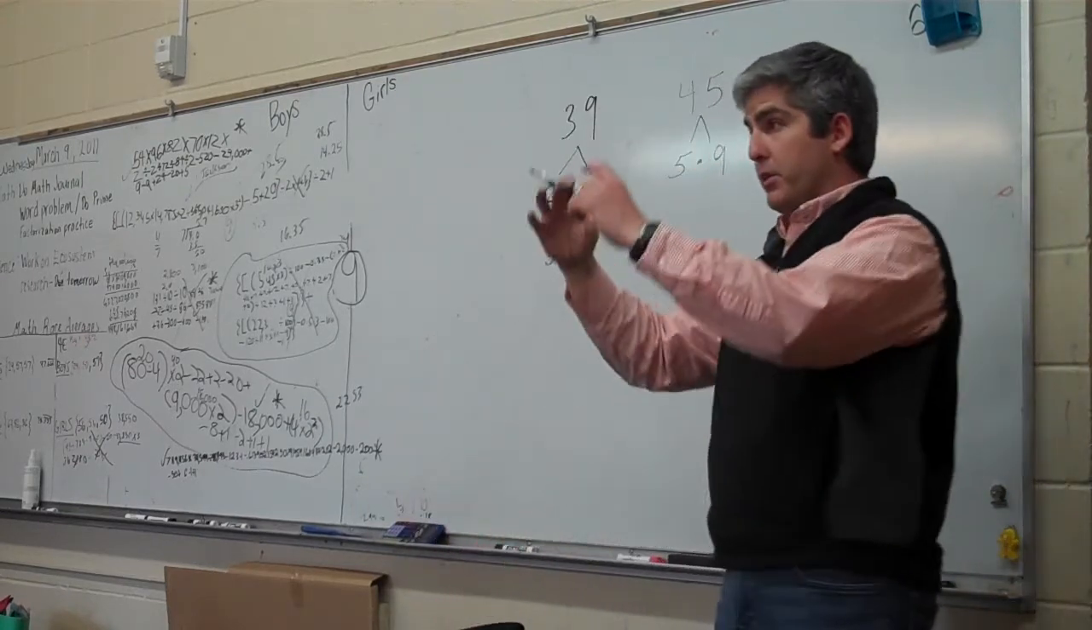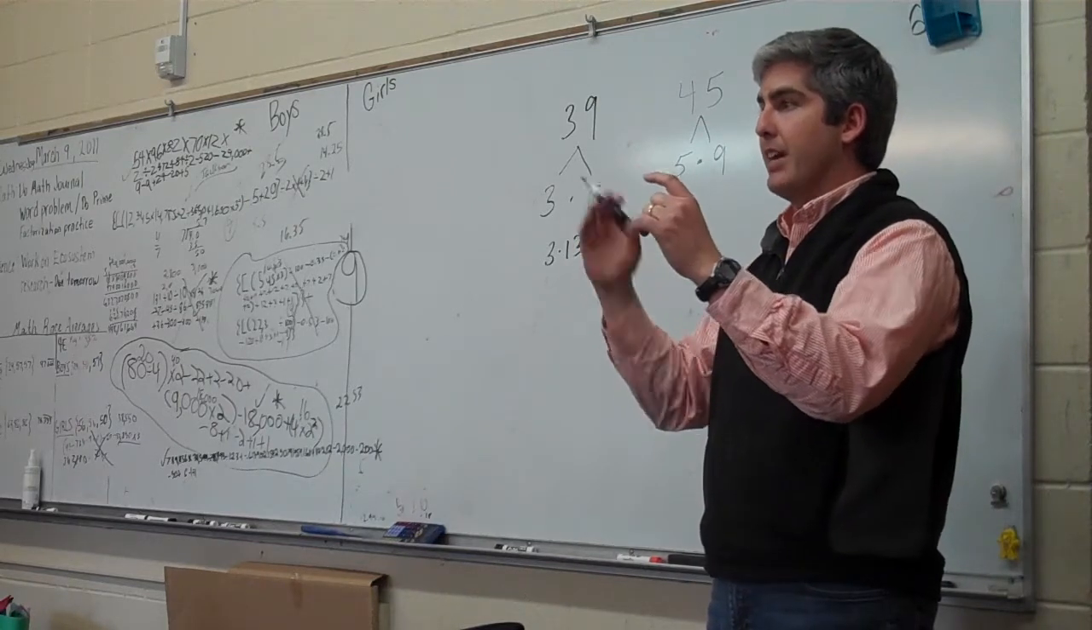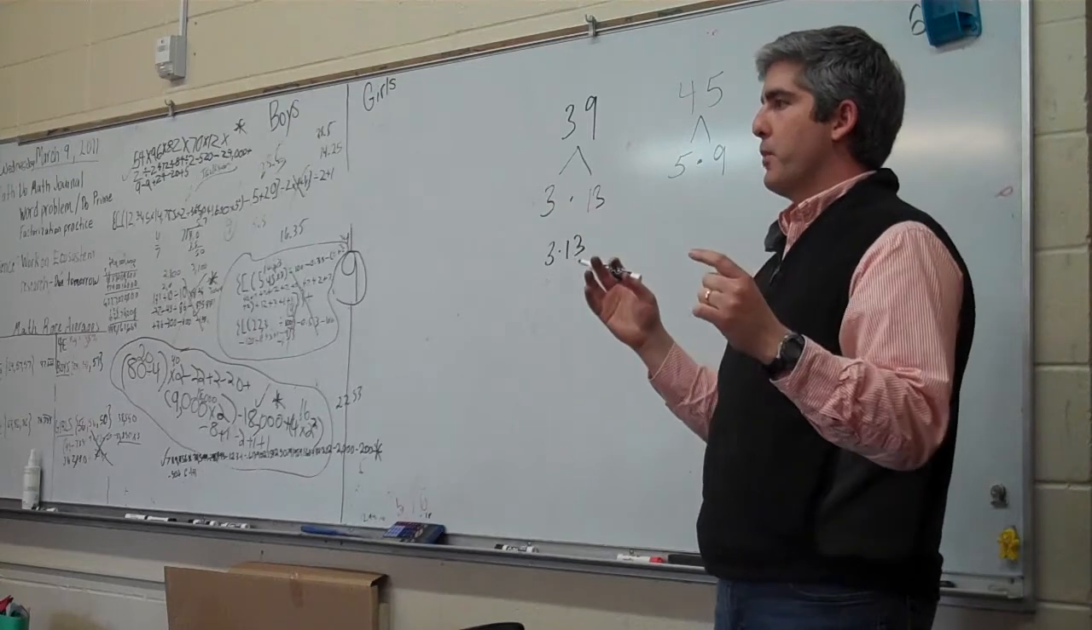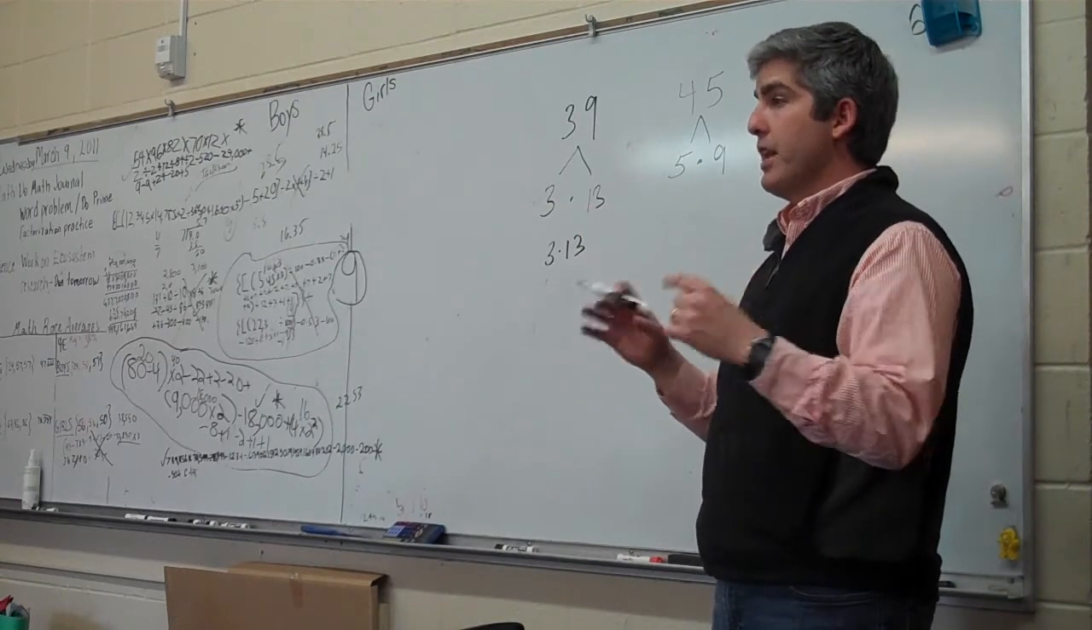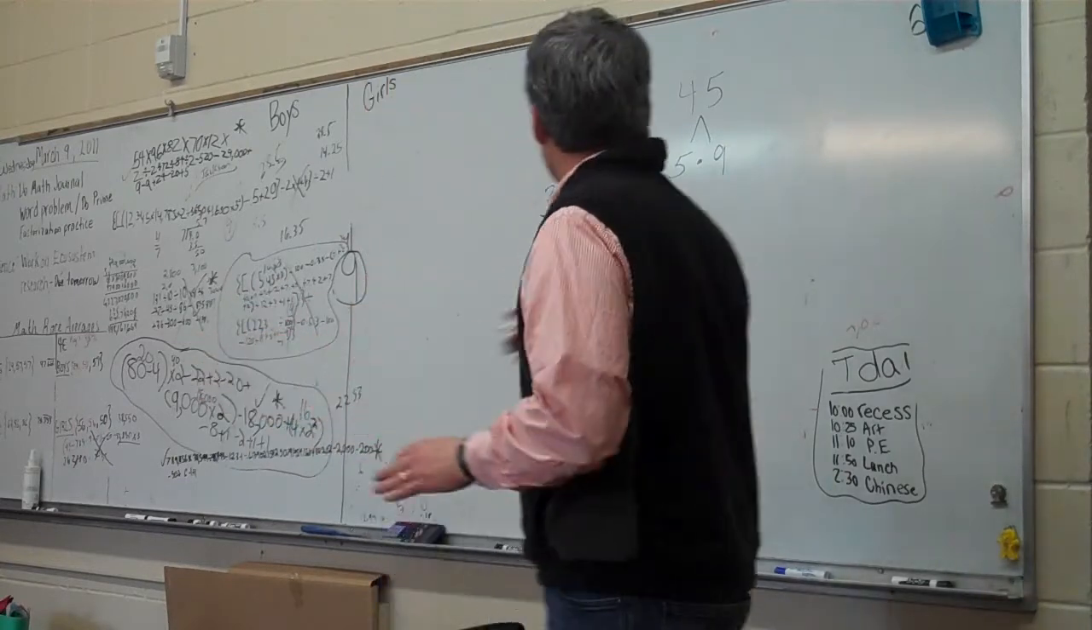So there we have a multiplication problem with two factors that equal 45, 5 and 9. Which of those is prime? 5. So 9 is not prime. So that means we have to keep going, but only with 9.